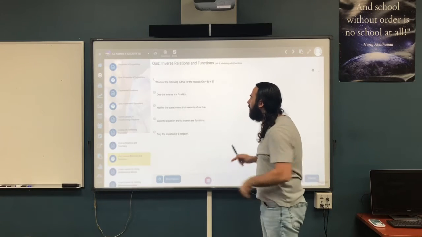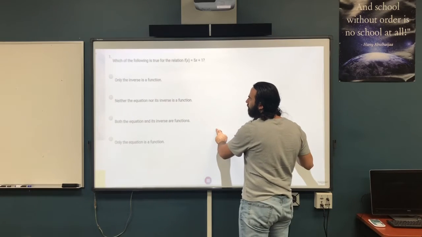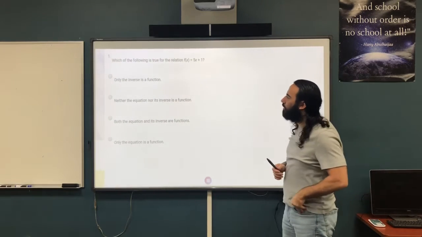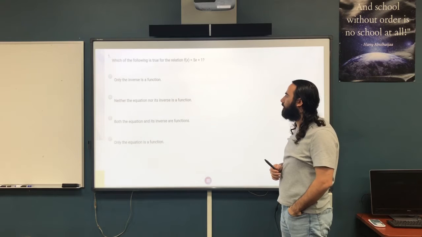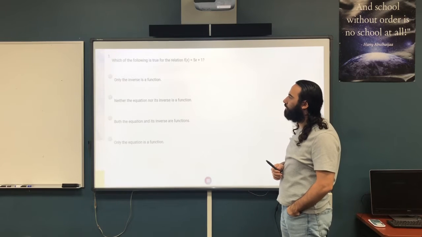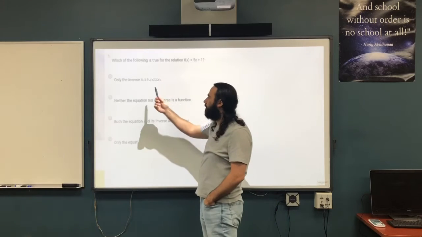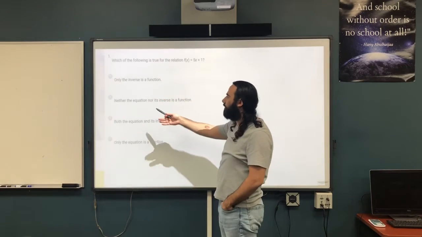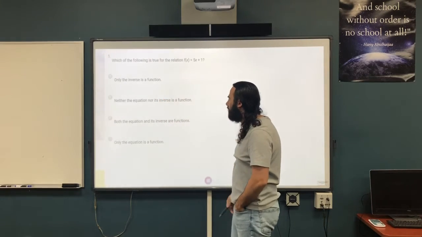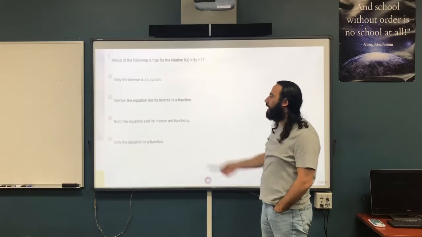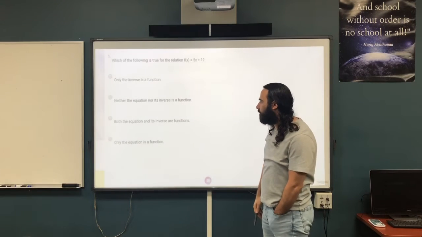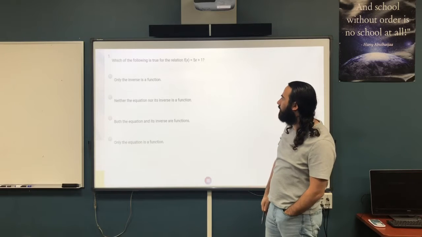For question 1, which of the following is true for the relation f(x) equals 5x plus 1? Which one is true? The first one, only the inverse is a function. Neither the equation nor its inverse is a function. Both the equation and its inverse are functions. Only the equation is a function.